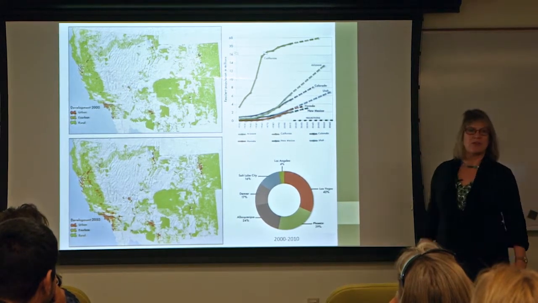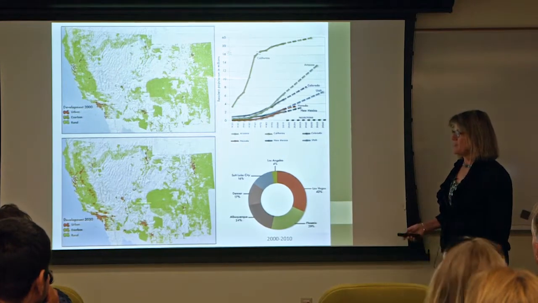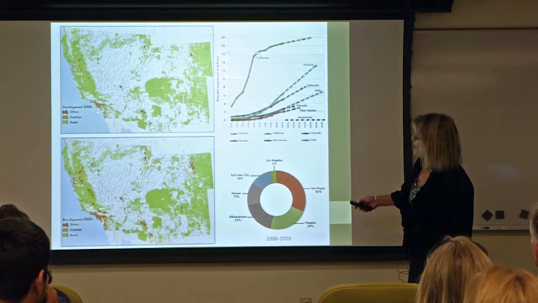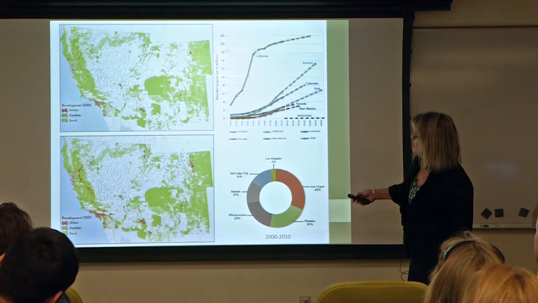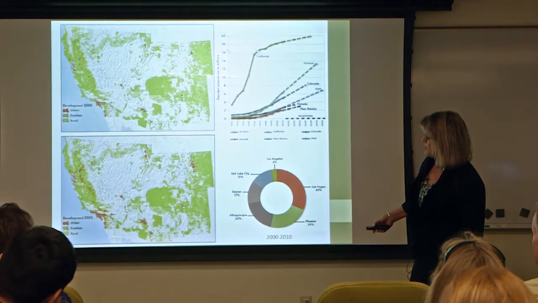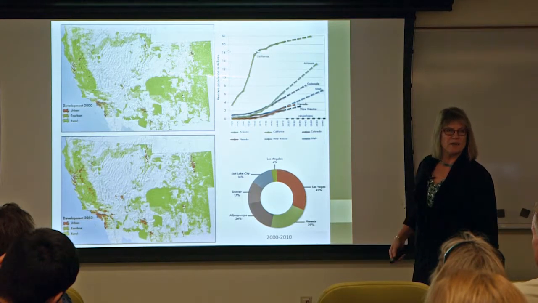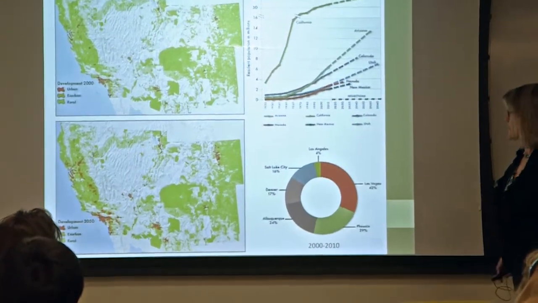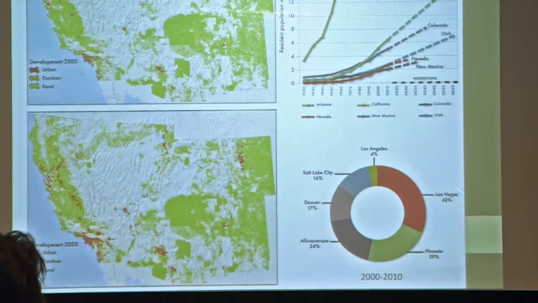Projected changes show us just continuing to increase in population, and those people are going to move to population centers. So this is a map of development. The red is cities, urban cities. The orange is exurban development in 2000. And this is a projection for 2050 for the Southwest. It doesn't look like a lot, but cities are concentrating so much activity of humans that it does have a big impact. These are growth rates for different cities in the Southwest.